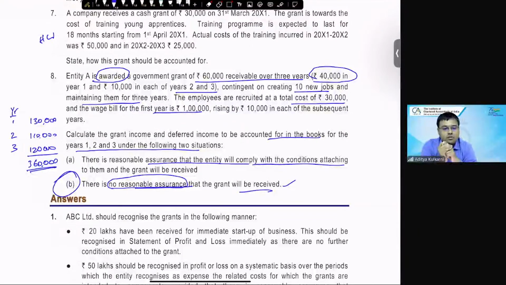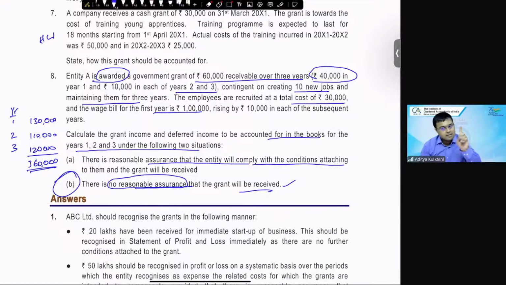40,000. Don't hesitate. Should it be 40,000? Look, this is a grant for 3 years. This is not a 1-year grant. So 40,000, I cannot book the income entirely in year 1. I will amortize it over 3 years. The question is, should I amortize 40,000 or should I amortize 60,000?